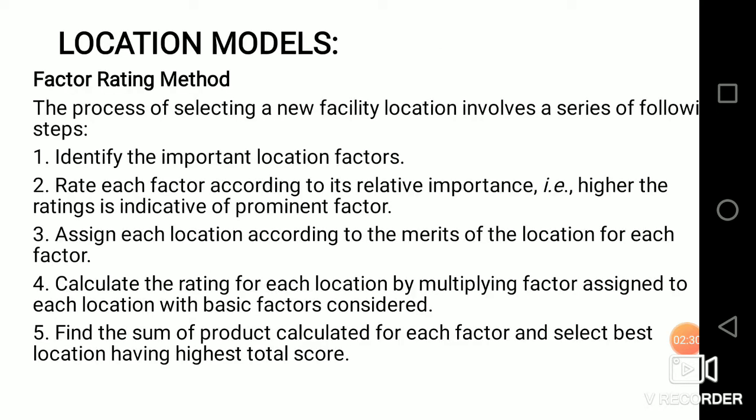Next we are going to see about the location models. This is a very important quantitative analysis which helps us to choose our best location. Okay, the first one is the factor rating model. The steps involved in the factor rating model: first, identifying the important location factors, that is, whether it is nearer to the market, whether the labor cost is lesser, whether the transportation cost is lesser, and whether all the facilities are available in that location. Those important factors should be identified in the first step.